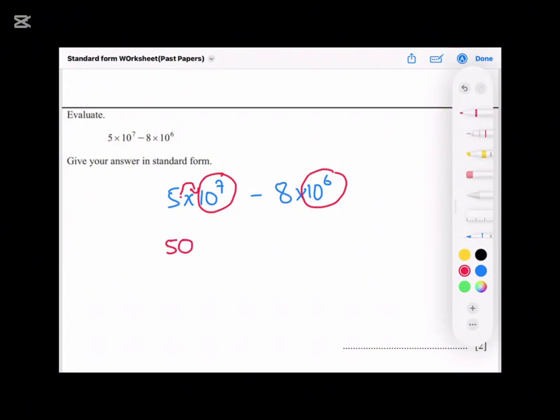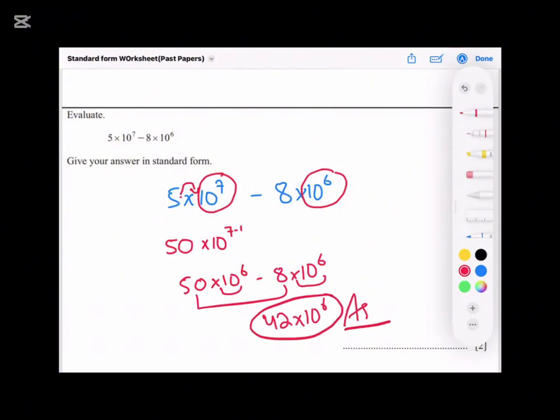Multiply by 10 raised to power 7 minus 1. Why minus 1? Because I moved the decimal point to the right side. When we move right side, the power will be negative, and I moved just one step, so it will become minus 1. So this will become 50 multiplied by 10 raised to power 6 minus 8 multiplied by 10 raised to power 6. Now you can see that both have the same power. So 50 minus 8 will be 42, multiplied by 10 raised to power 6. This will be your final answer.